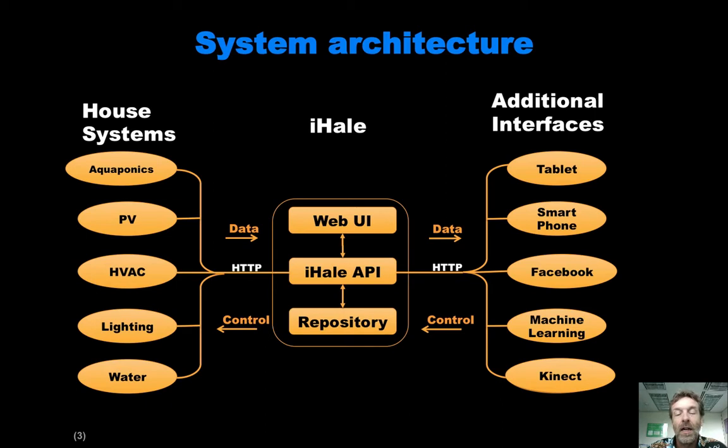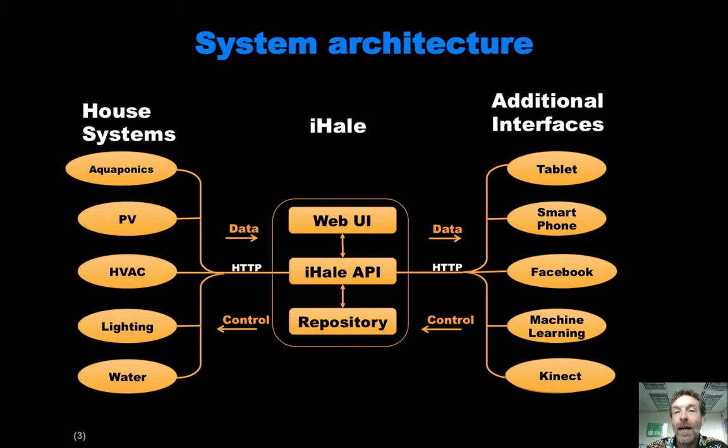It will also store historical data about the project, because we're assuming that the house systems are pretty stupid. They can return their current state. They can accept commands to change various parameters, but they're not going to have much processing power at that end. And then also iHale is going to serve as a communication pathway for any other kinds of interfaces that we want to implement in the future.